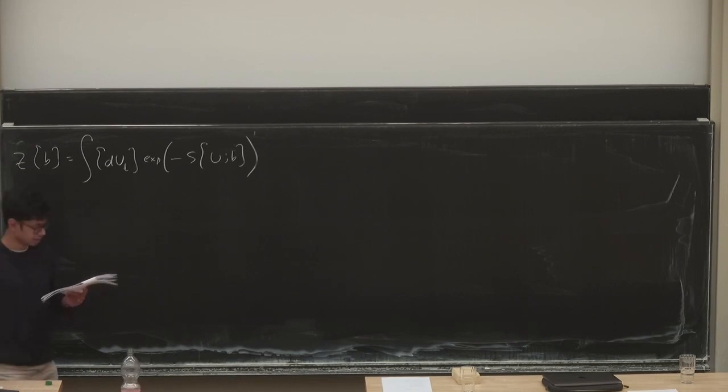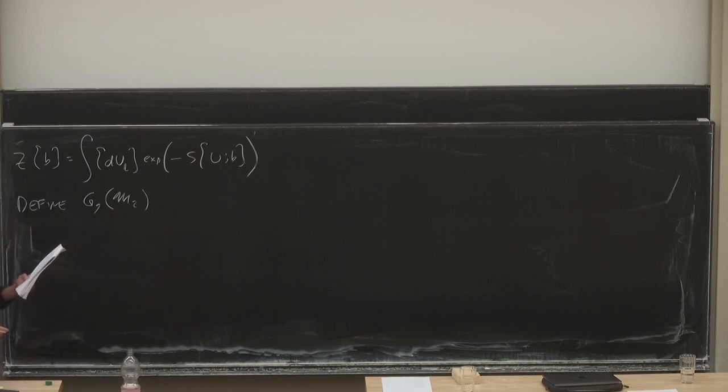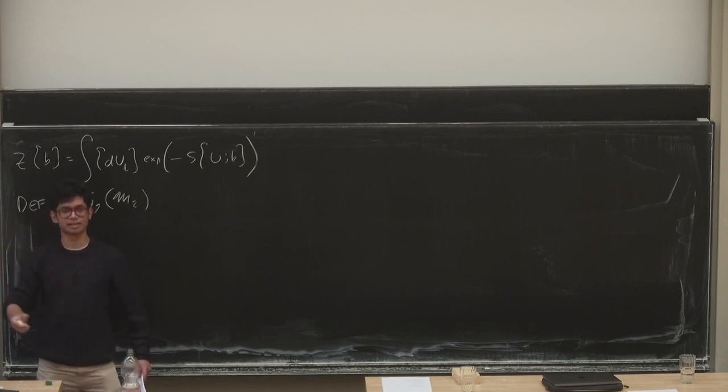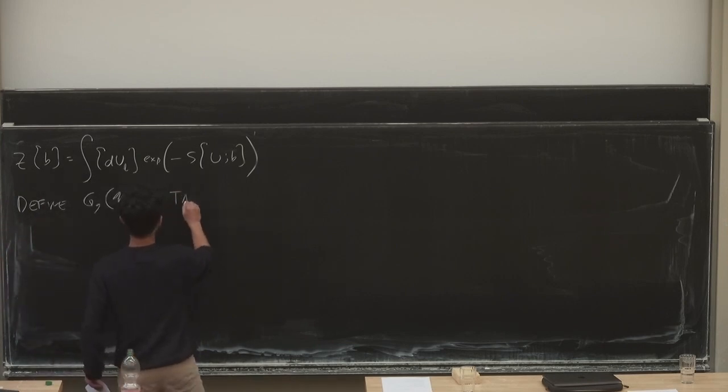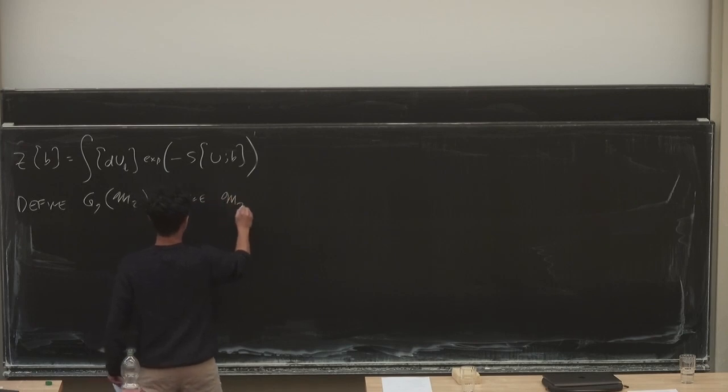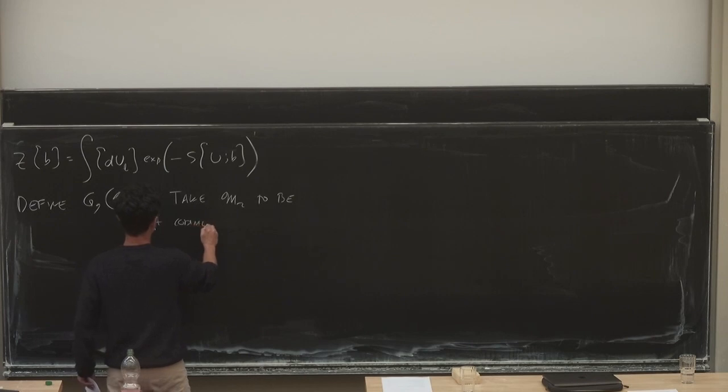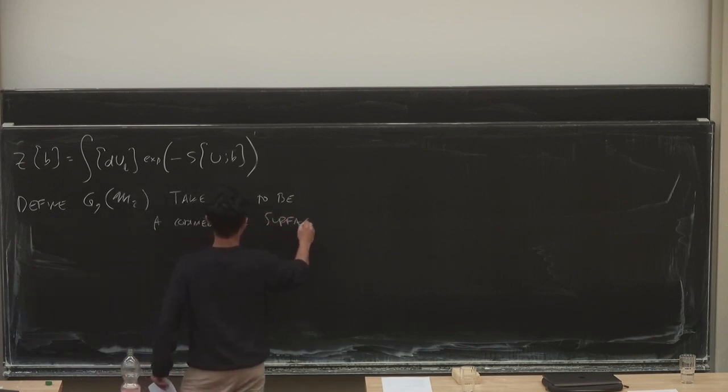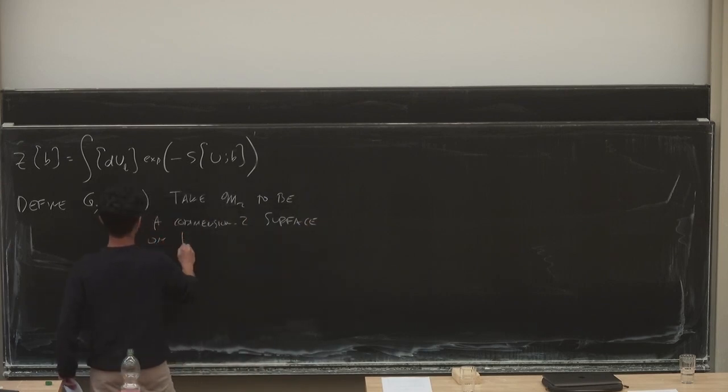It's a fact. Now, to define the Gukov-Witten surface operator, so to define G sub g as a function of M2, what you have to do is, first of all, I want to do something which works on a 2D surface on the lattice. It turns out what you want to do is take M2 to be a codimension 2 surface on the dual lattice.